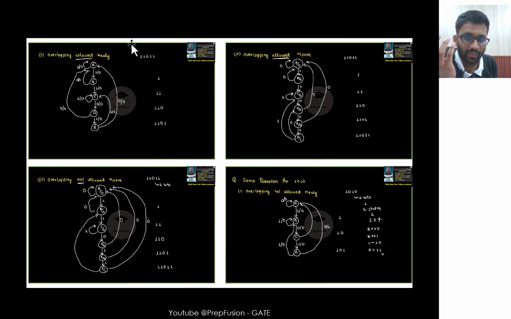They will make this diagram half complete, they will not draw all the arrows, and then they will ask me that if I apply a particular input, where it should go if I am designing this particular Mealy machine. These kinds of questions you will get in the PrepFusion test series.